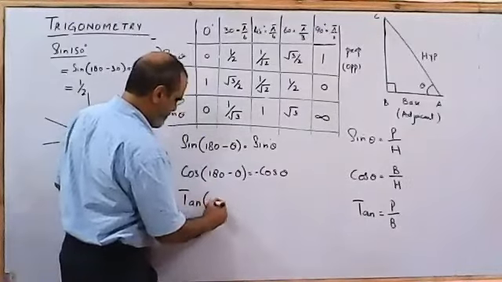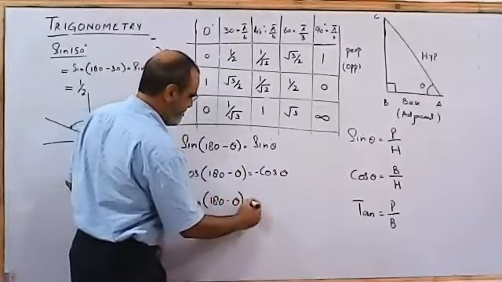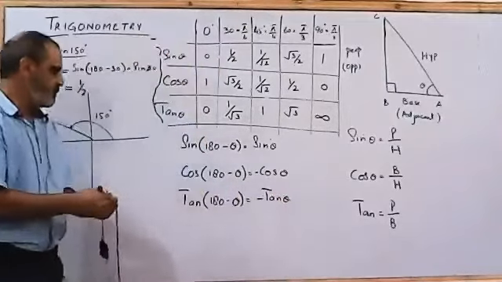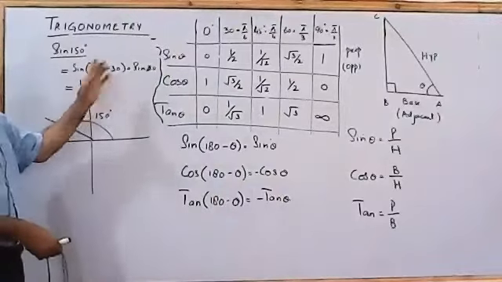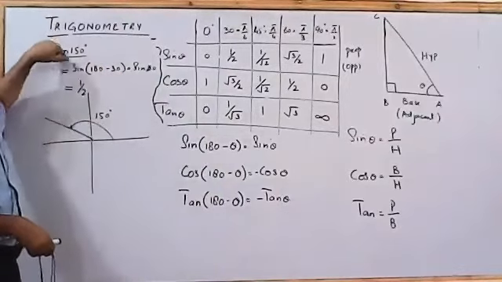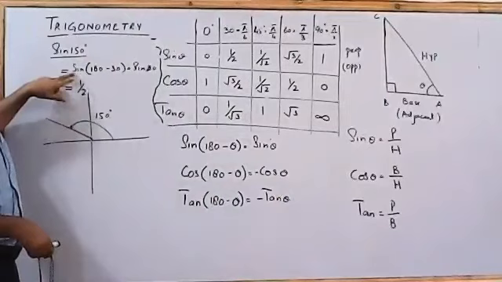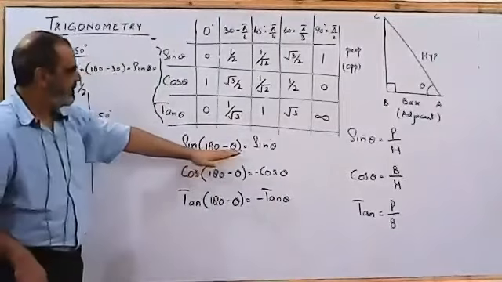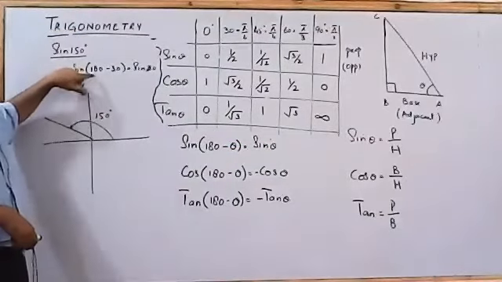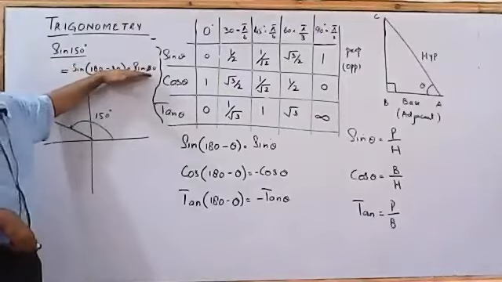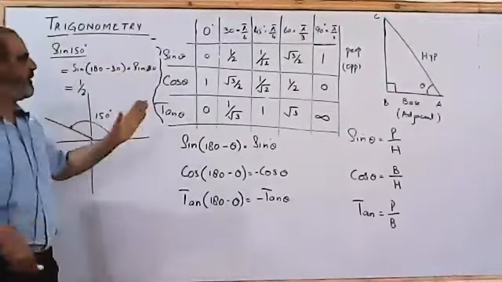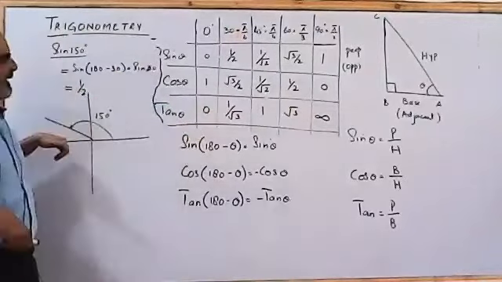Tan 180 minus theta is negative tan theta. So this formula I have used over here. Instead of 150 degree, I have written 180 minus 30 because its value is same as 150. And then I have taken sine of just 30 as sine 180 minus theta is equal to sine theta. So we can convert sine 180 minus 30 into sine 30. So the value of sine 30 and sine 150 is same. So if I know this table, I can find any value in any quadrant.